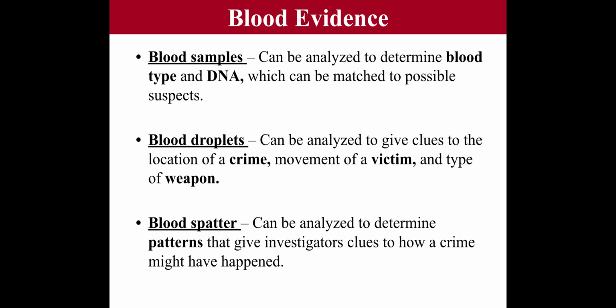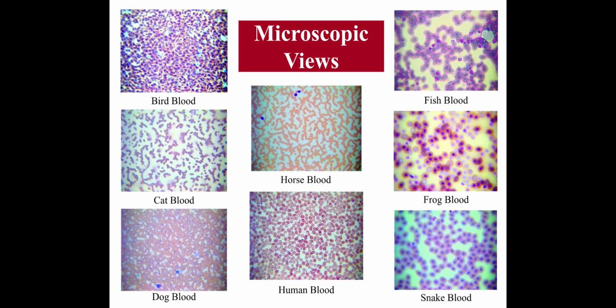So these are the blood basics notes. Make sure you've completed them and glue them in your notebook. Just some microscopic views of blood. So human blood is here, and then you can actually distinguish different species based on their different blood types. They will look very different under a microscope. All right, so go ahead, complete the notes, show it to me, and I'll give you a stamp.